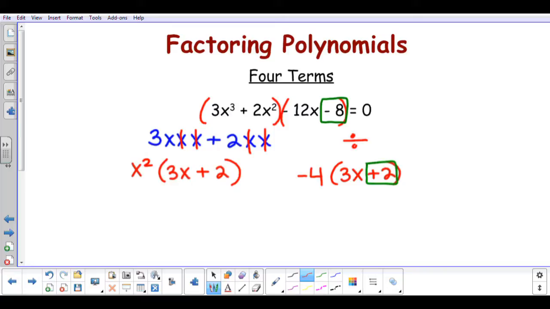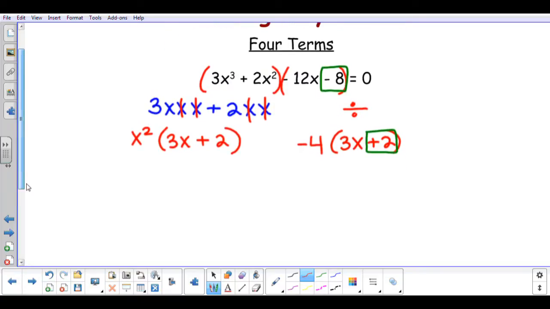Now I need to write my 2 pairs of factored binomials. So one of those pairs comes from the 3x plus 2 that we see twice, but I only write it once. The second pair comes from what we pulled out and put in front of each of the binomials. So the x squared from the first set and the minus 4 from the second set.